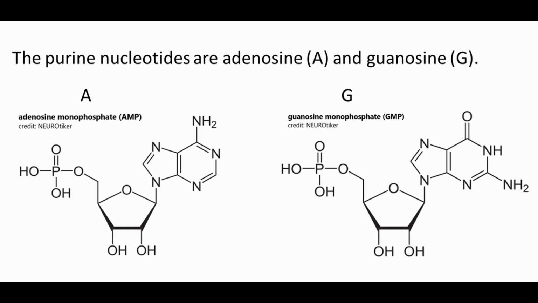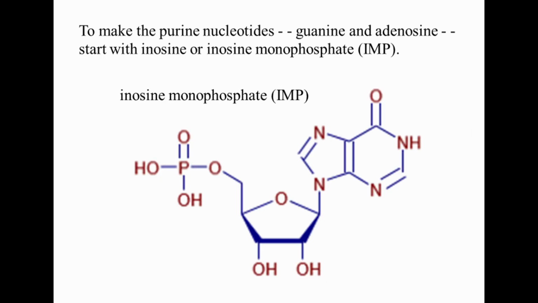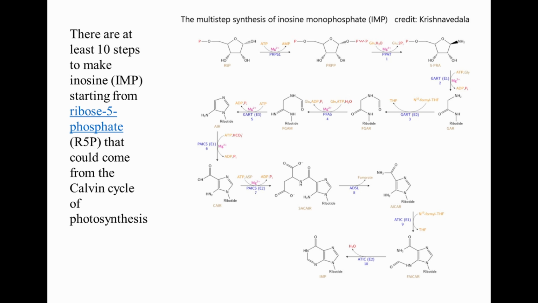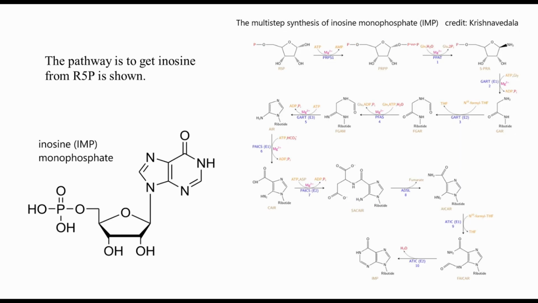On to purine nucleotide synthesis. To make the purine nucleotides, guanine and adenosine, we start with inosine monophosphate, IMP. There are at least 10 steps to make inosine, IMP, starting from ribose 5-phosphate, R5P. The R5P could come from the Calvin cycle of photosynthesis. I show the pathway in the figure without verbally going through the steps from ribose 5-phosphate, R5P, to inosine monophosphate, IMP.